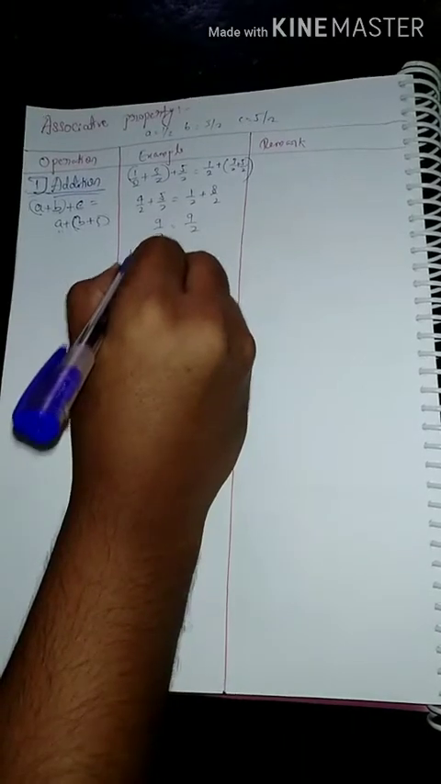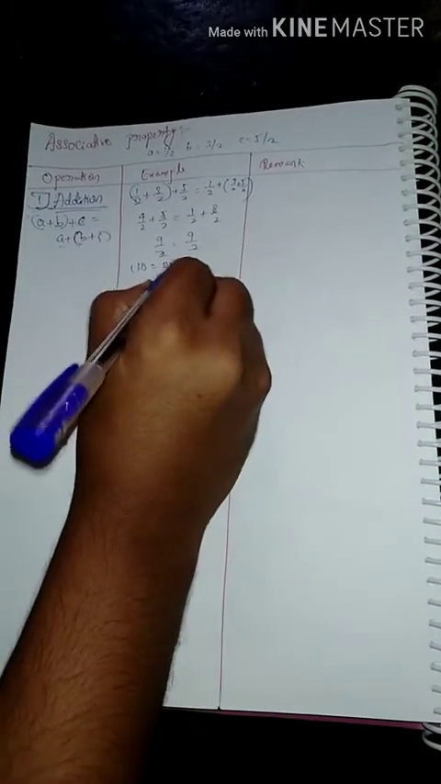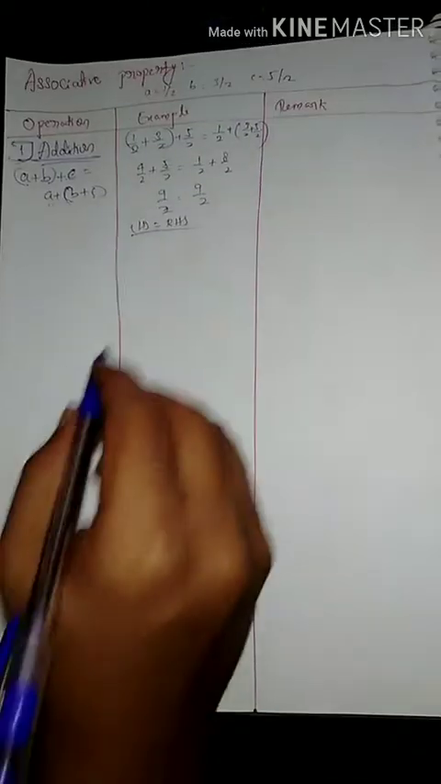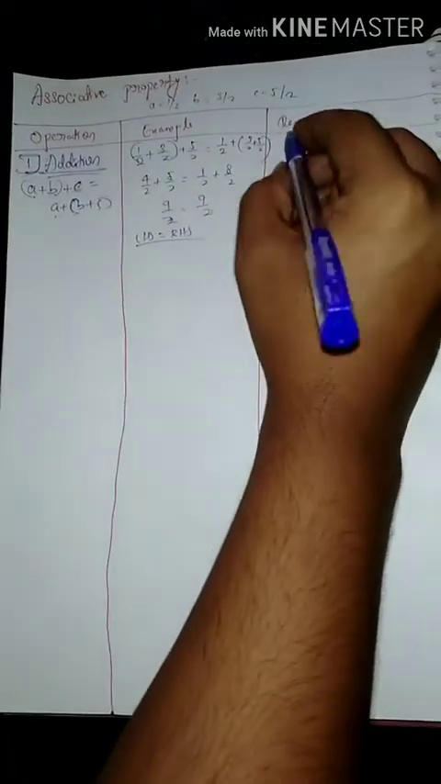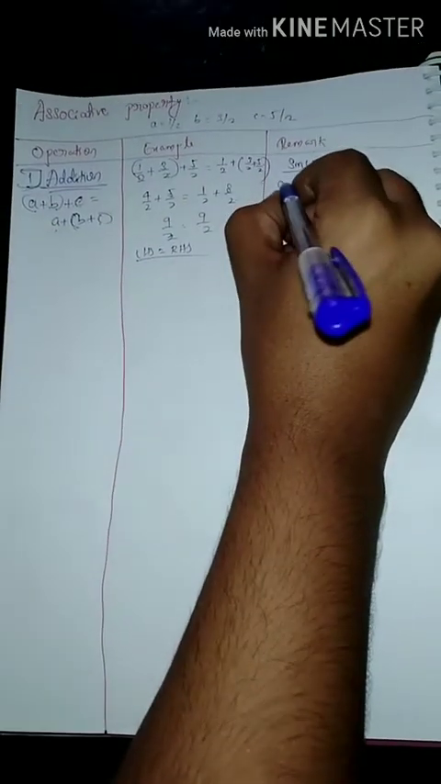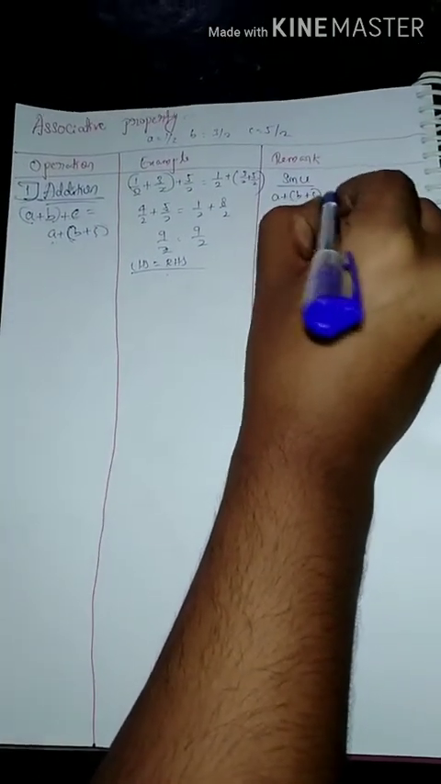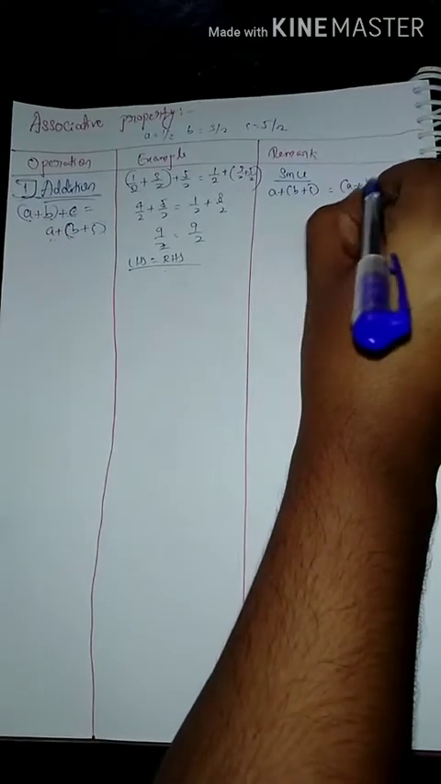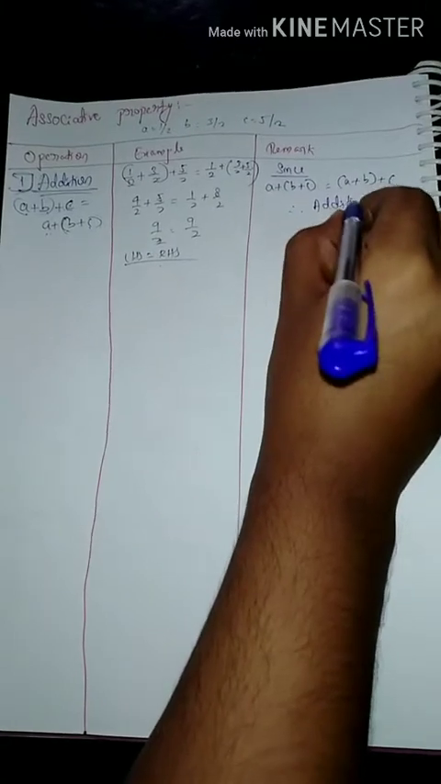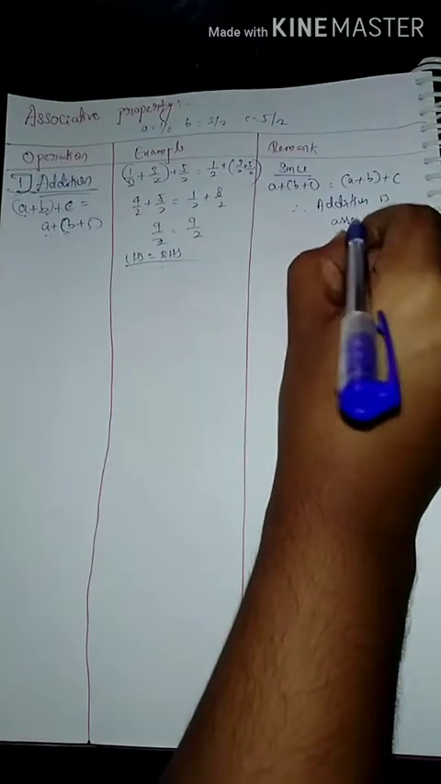So LHS is equal to RHS. Hence addition is associative. Write in the remark, since (a + b) + c is equal to a + (b + c), therefore addition is associative.